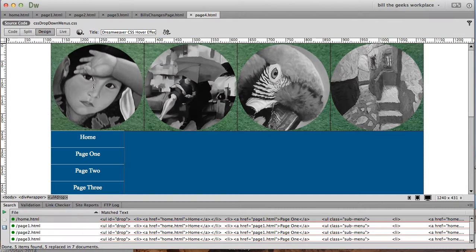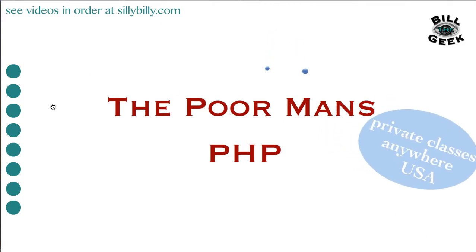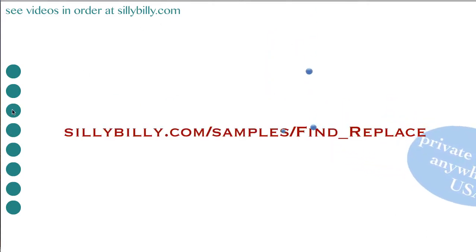We could have done this with div tags, with images, and replace all of these images in thousands of pages. Find and Replace. And to see it and to play with it and to test it, you can go to sillybilly.com, samples/find replace.zip. Download and play.